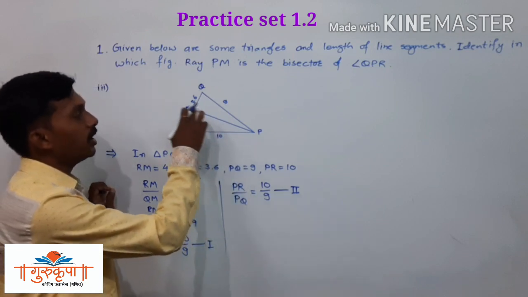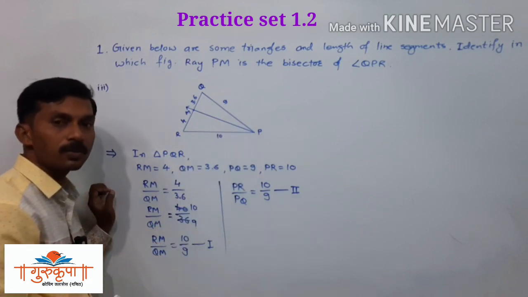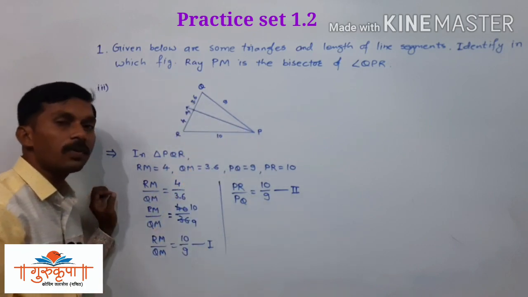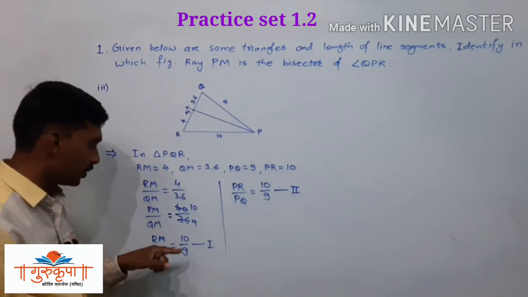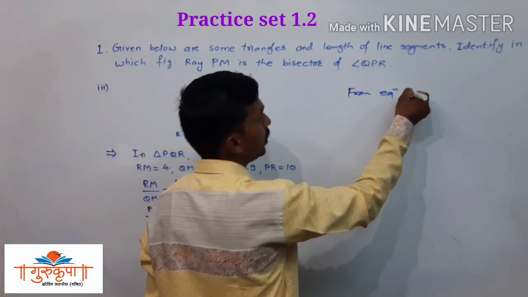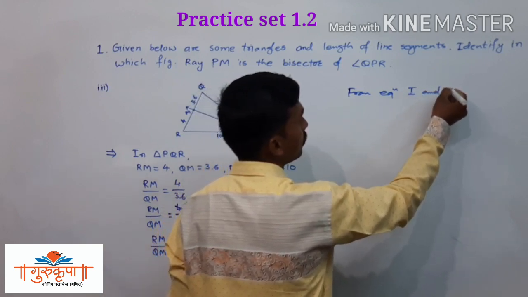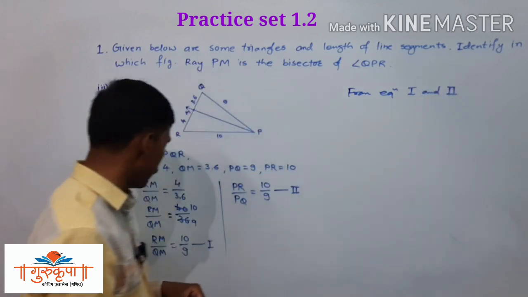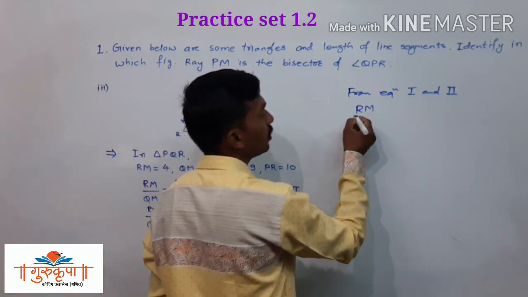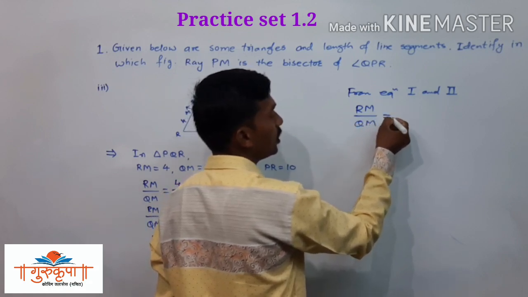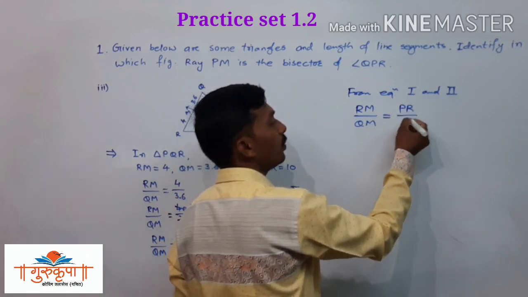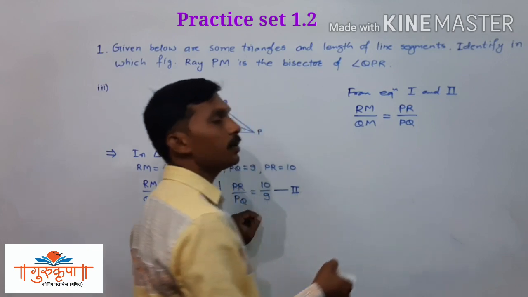So we can say that by using the converse of angle bisector property, this Pm is the bisector of angle QPR. So here we have to write from equation 1 and 2, we have Rm upon Qm is equal to Pr upon Pq, that is from the equation 1 and 2.